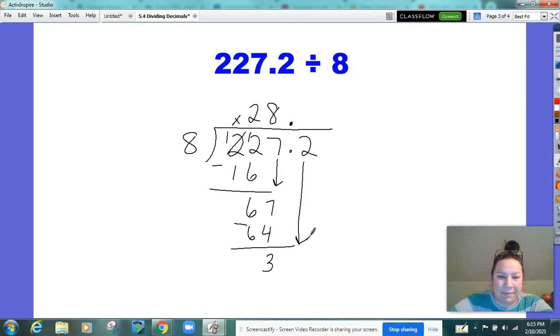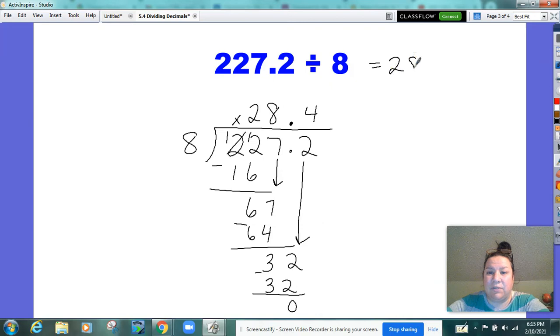And last time, I'm going to bring down this 2 and start dividing again. So how many groups of 8 are in 32? I have 4 groups of 8. 4 times 8 is 32. So I will get 0 as a remainder. And my answer will be 28 and 4/10.